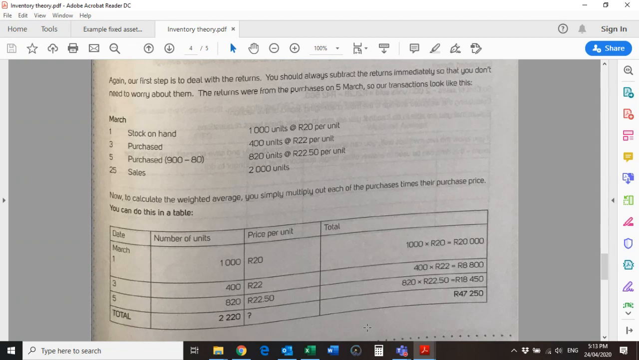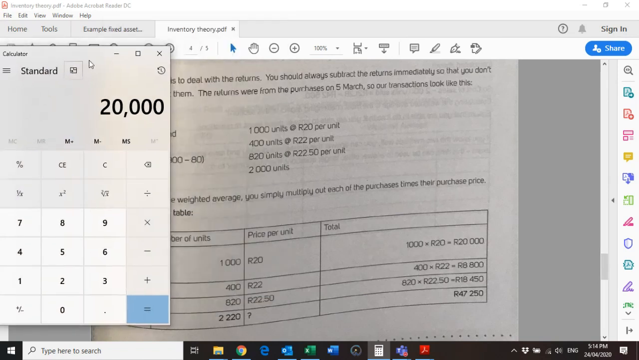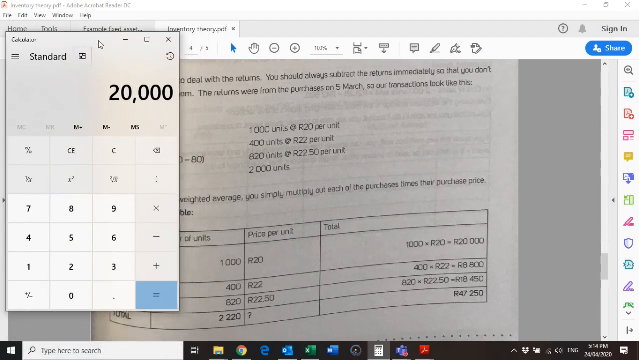Now here's the trick. With the weighted average method, every time I buy new stock, I have to work out a new stock value. Okay, how do I do that? Let's do it together. I want you to take your opening stock value of 20,000 Rand, the number of units, 1,000 times 20 Rand per unit, which gives me a total of 20,000 Rand, right? And on the 3rd, I purchased an additional 400 units at a unit price of 22 Rand, which gives me a total of 8,800 Rand. So in total, I paid 8,800 Rand.